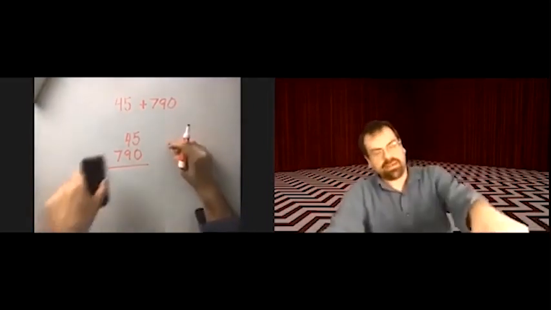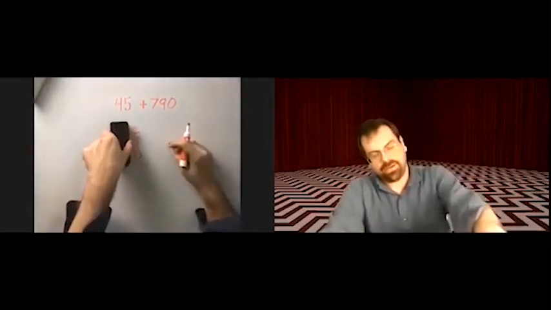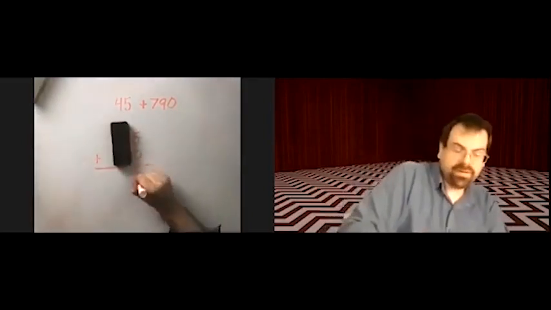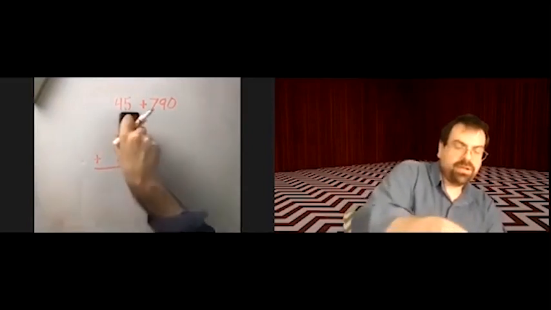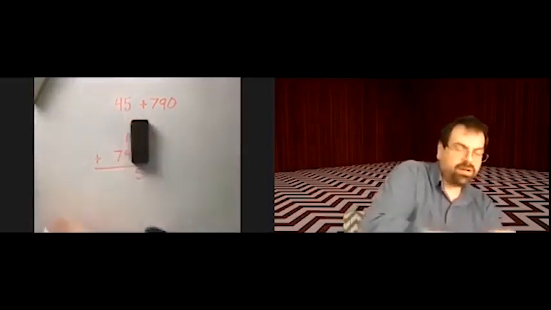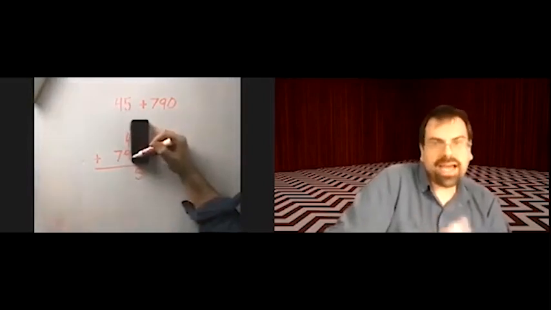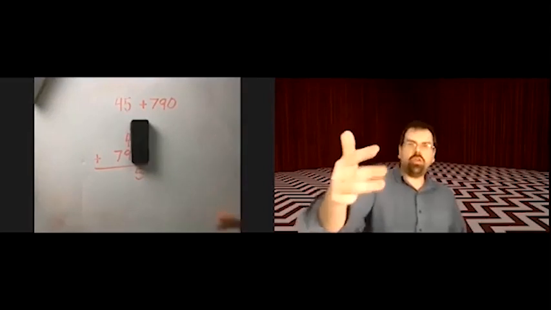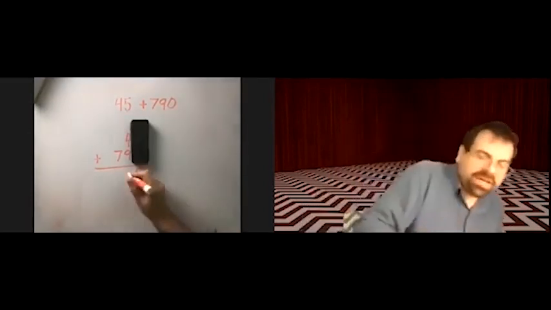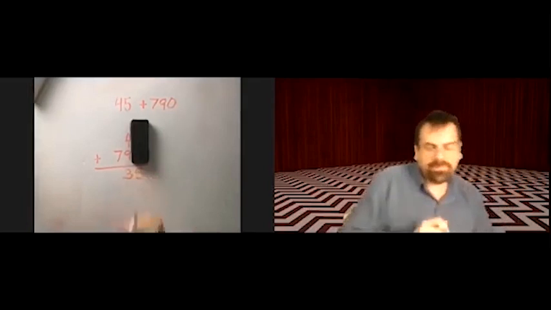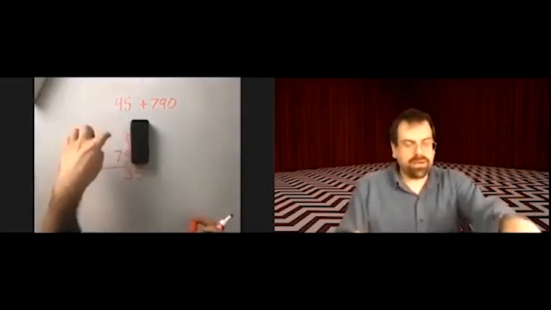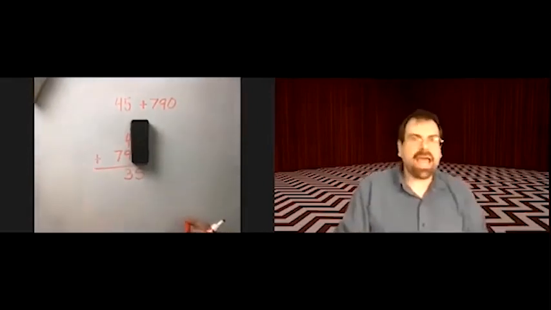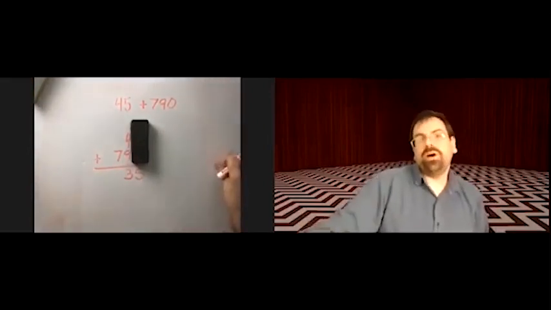Let's bring the columns back. 5 plus 0 is 5. No issues. Moving on, 4 plus 9: 9, 10, 11, 12, 13. We can fit the 3 in the column, but there's other stuff in this column. We can't just put a 1 here. There's more to add. So what do we do with the 1?